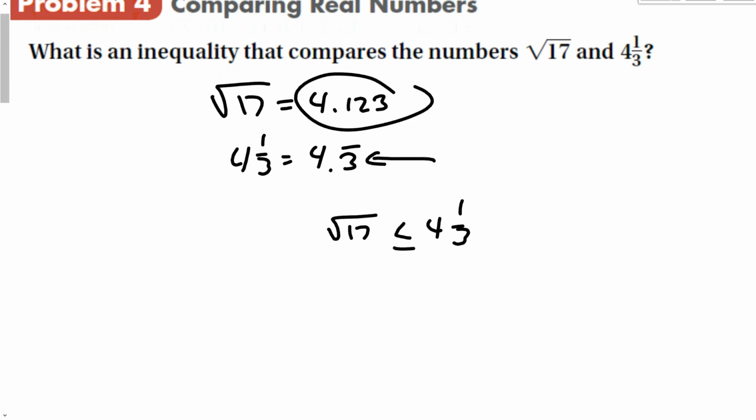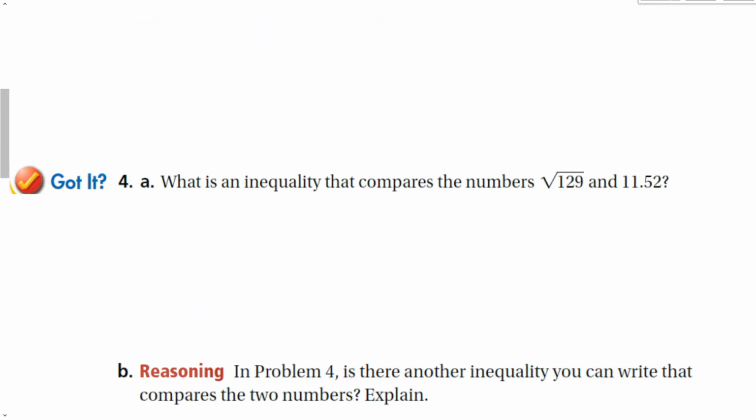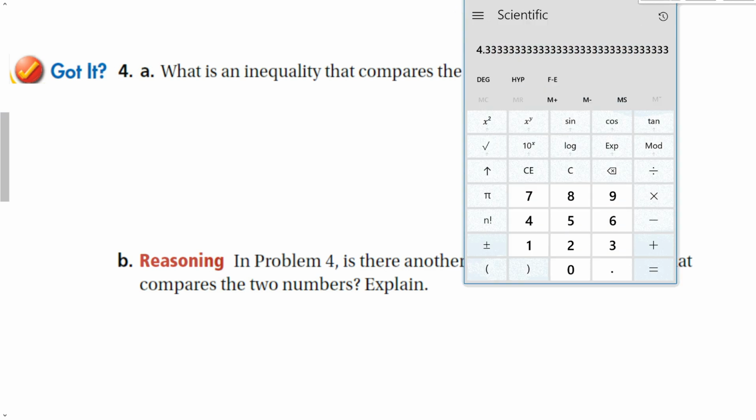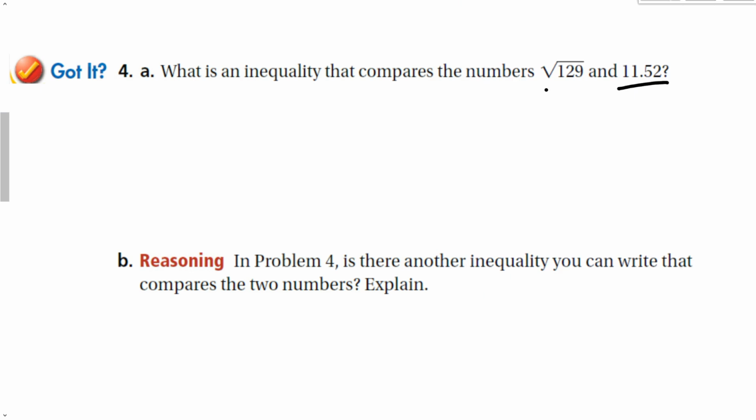Okay. Let's do that again with our got it problem. What's an inequality that compares the square root of 129 and 11.52? Well, it's nice that 11.52 is already a decimal. So all we do is take the square root of 129, whoops, not 1,000, 129, take the square root of that, and I get 11.36. So that is 11.36. And we can clearly see that the square root of 129 is less than 11.52.